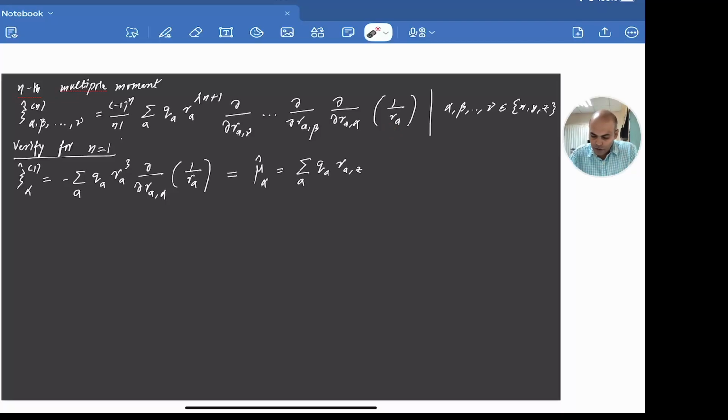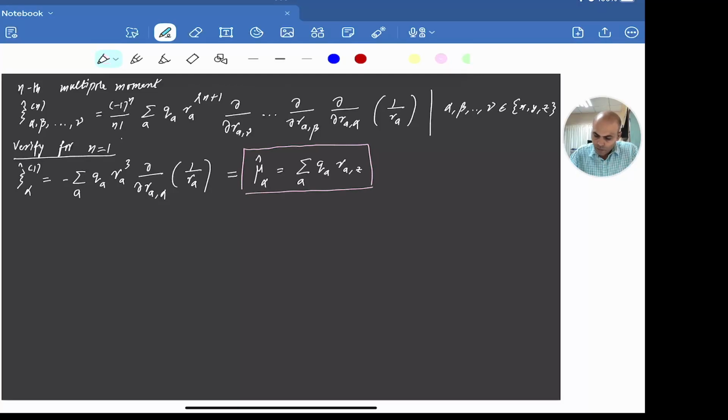So we are going to verify this relation for the special case of n equal to 1. We know that when n is 1, we have the first multipole moment, which is the dipole moment, for which we already have the more familiar expression, which I'm going to put inside a box. So we're going to start with the general expression and substitute n equal to 1, and verify whether this expression is the same as the more familiar expression for the dipole moment operator.